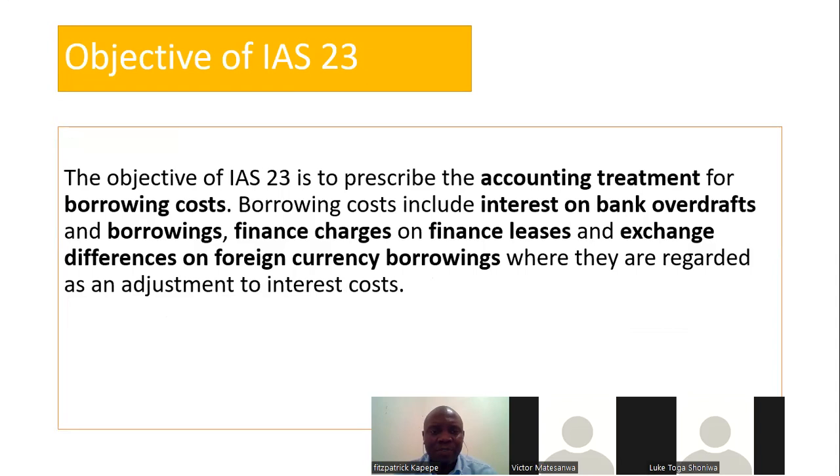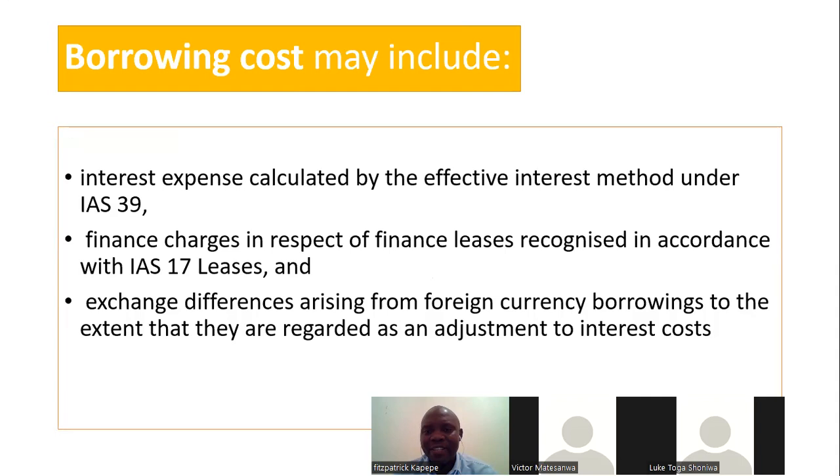So the objective of IAS 23 is to prescribe the accounting treatment for borrowing costs. I've already explained how that prescription has to be done. The interest expense is calculated by the effective interest method under IAS 39, which we'll look at. There are also other things that may include finance charges on IFRS 16, which used to be IAS 17 on leases. I know these are standards that we'll be looking at next week as we start winding up.